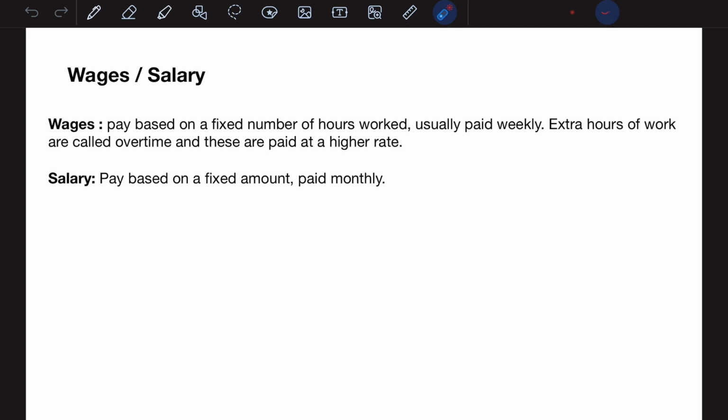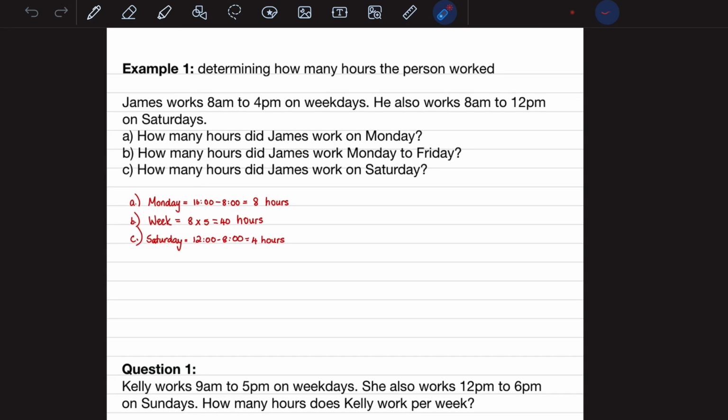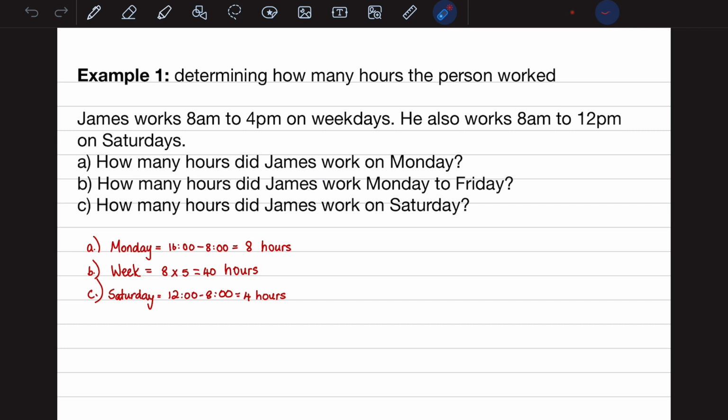Salary is pay based on a fixed amount, which is paid monthly. So let's look at some questions. Example 1, determining how many hours the person worked. So here we have an example.